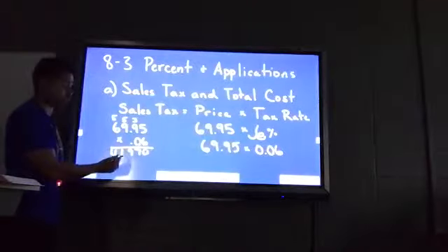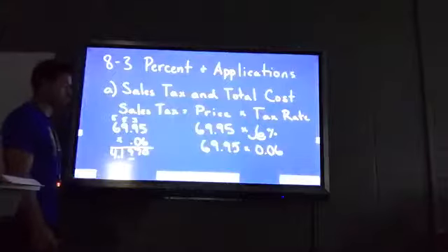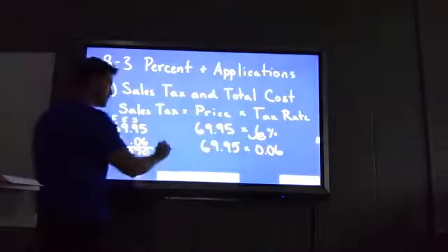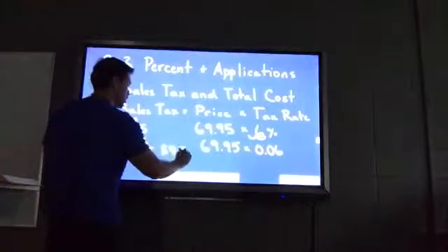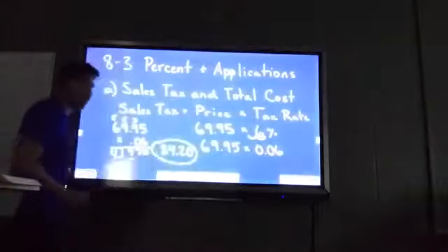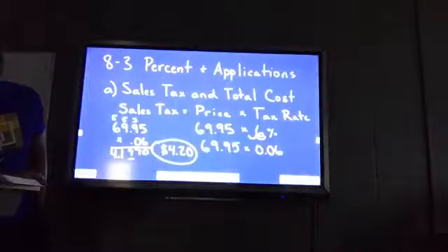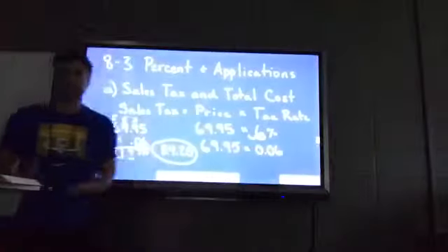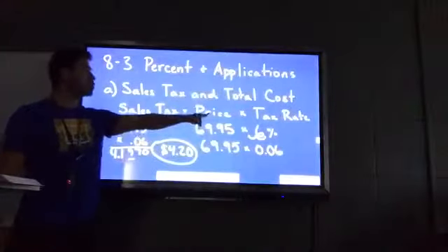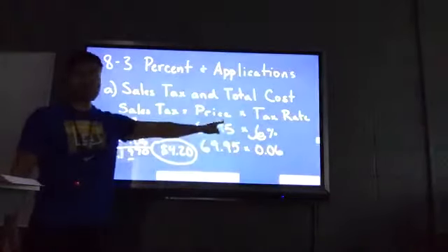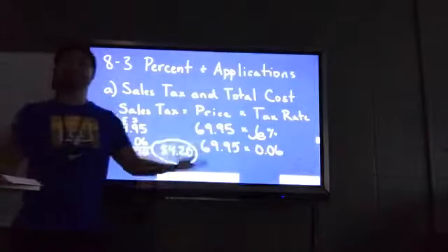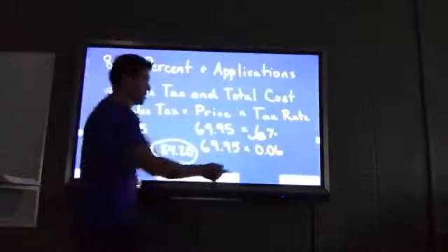I think I have to round it to the nearest hundredth because we're talking about money. So this goes up 1, which actually makes it $4.20. $4.20 is my sales tax on this item. So that's how much extra I'm going to pay in tax. So the original price was $69.95, and then I pay an extra $4.20. So what do you think I have to do to find the total cost?